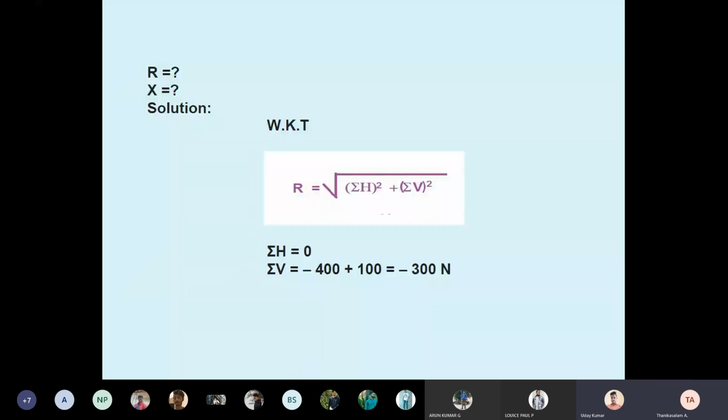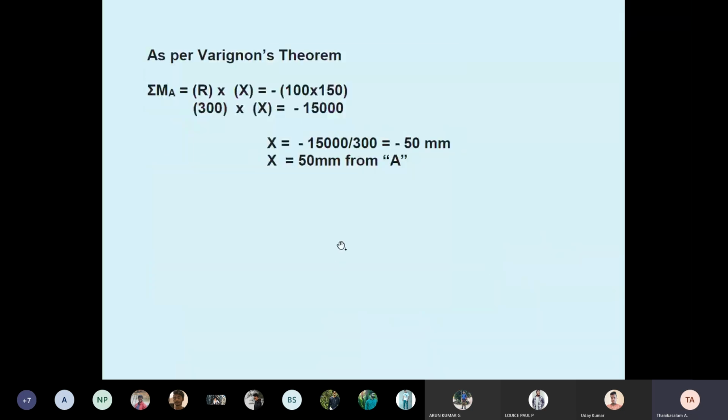Suppose X0, Y3. Where do you locate it on the graph? Along the y-axis, at a distance of 3 meters. Are you understanding? Suppose X is minus 3, Y0: along the minus x-axis. Like that, X0, Y minus 300: vertical downward.